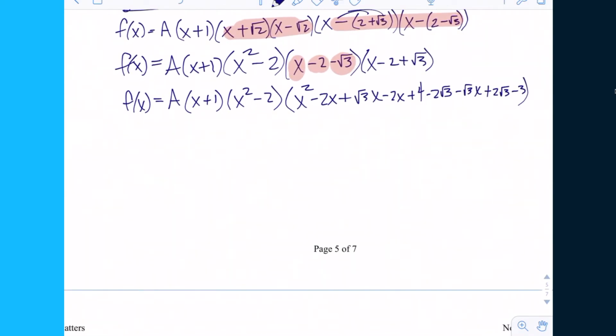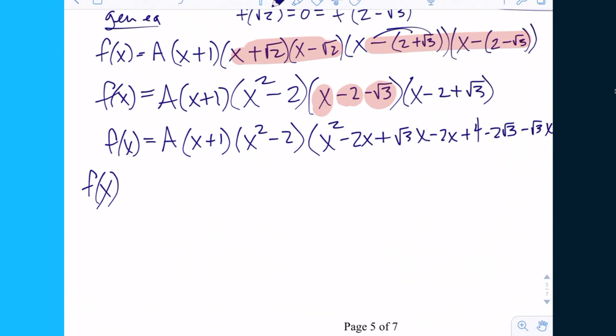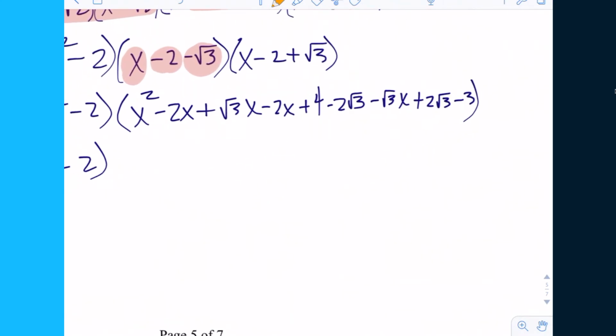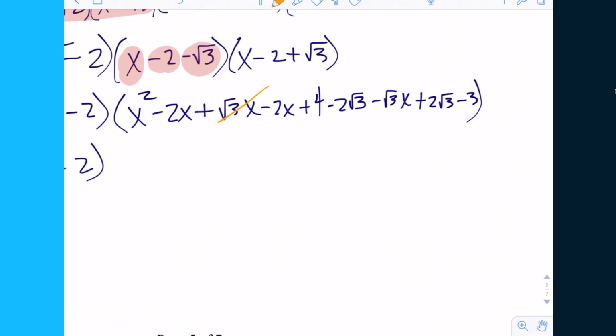Now that looks like one behemoth of a factor. But just like when we had my favorite problem with the x plus h, you will know if you expanded it correctly, because just like in this other conjugate factor, the radicals went away. Same thing should happen here. All right, so let's just rewrite everything else down. F of x equals a times x plus 1 times x squared minus 2. And let's see what happens with your radicals. They should cancel, so make sure that they do. I have a positive square root of 3 times x and a negative square root of 3 times x. Those cancel. I have a negative 2 square root of 3 and a positive 2 square root of 3.